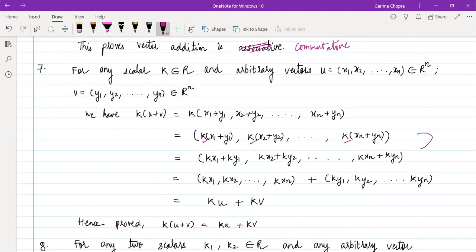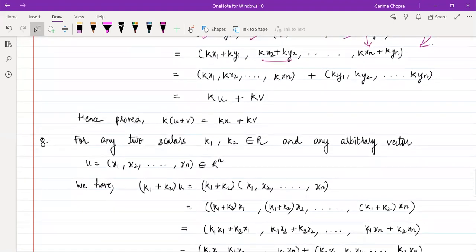And when we are moving from this step to this step, we are using the property that multiplication is distributive over the addition operation in the case of real numbers. So by using that property, we have opened it. It will become kx1 plus ky1. This will become kx2 plus ky2. And this n-tuple will become kxn plus kyn. And then we have separated them. And what is this? This is ku, and this is the vector kv. So in this way, we can verify this seventh property.